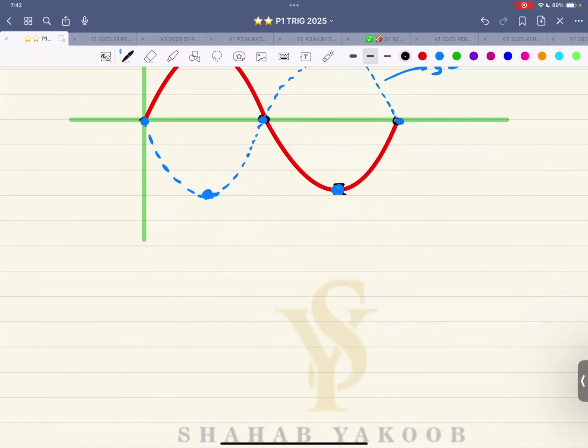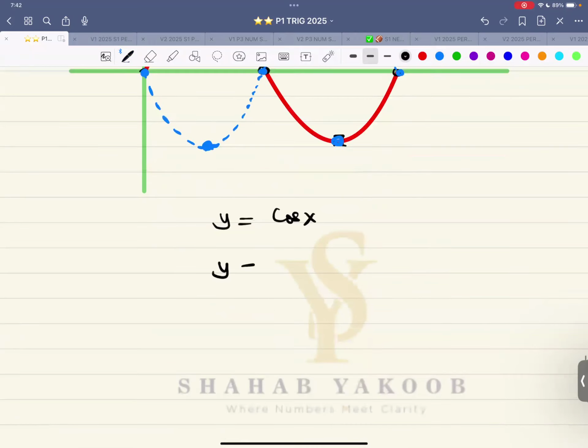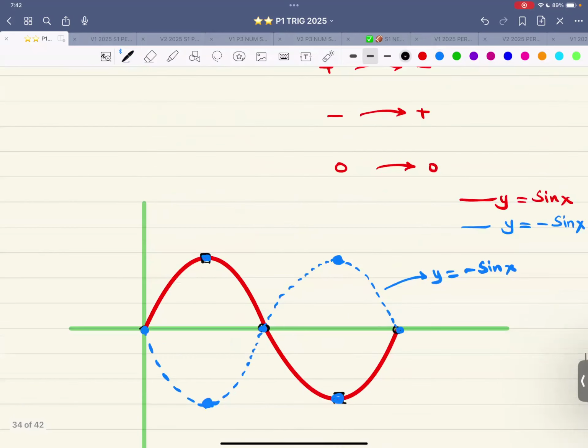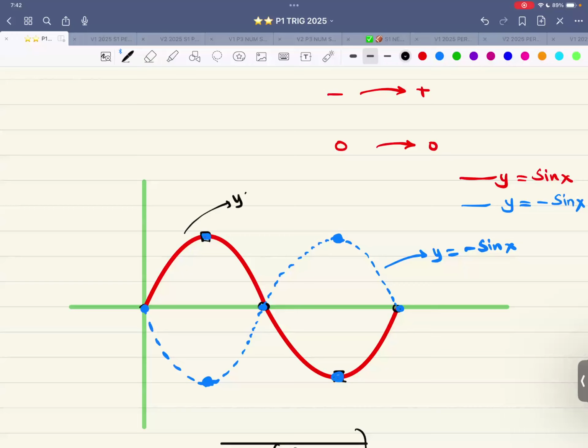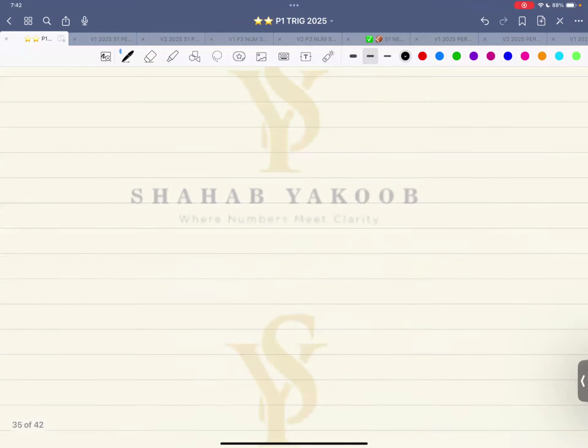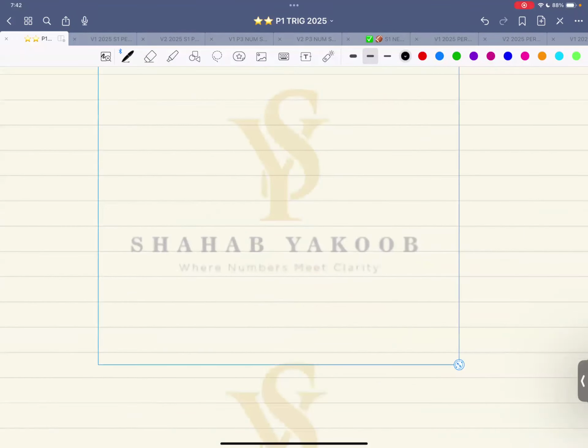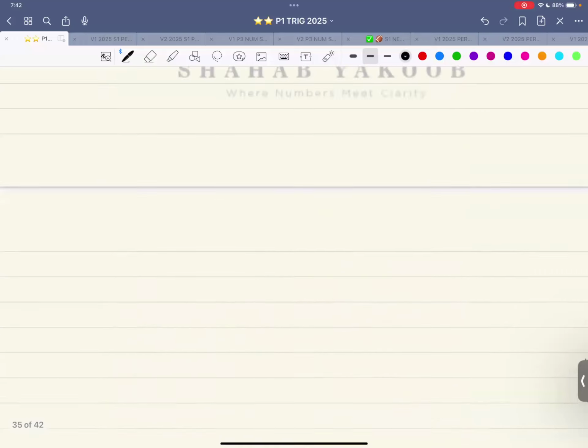Now, what I have done to sine x, you can also do it to cosine x. So that I leave for you. So draw y is equals to cosine x, draw y is equals to negative cosine x, and then you can see the reflection. Very simple. Red one, y is equals to sine x. That is the first transformation.